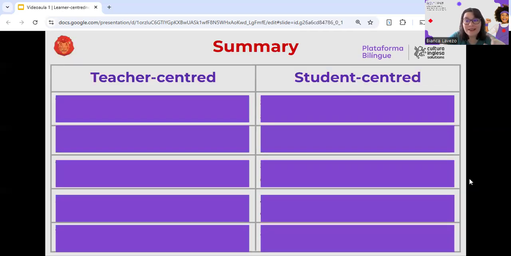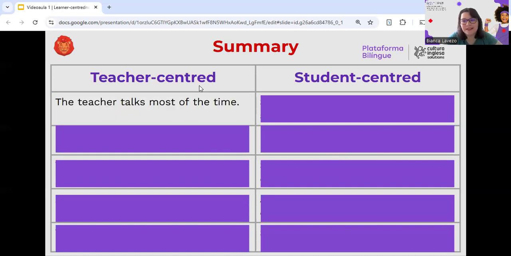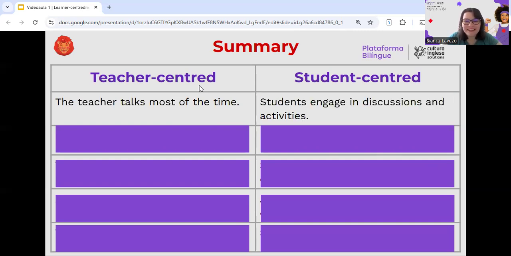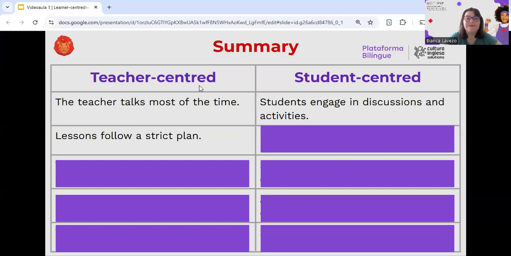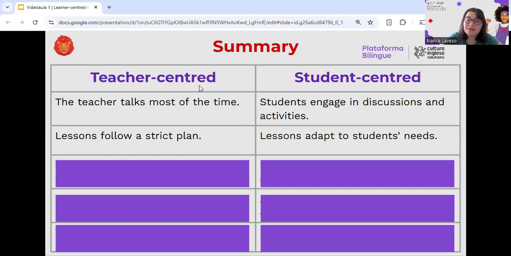So let's take a look at this summary. In a teacher-centered lesson, the teacher talks most of the time. Can you guess what happens in a student-centered lesson? The students actually engage in something more actively, like discussions, activities. It's a more hands-on kind of thing. In a teacher-centered lesson, the lessons follow a strict plan. There is very little room for any flexibility, let's say. But in a student-centered lesson, the lessons adapt to our students' needs, right?